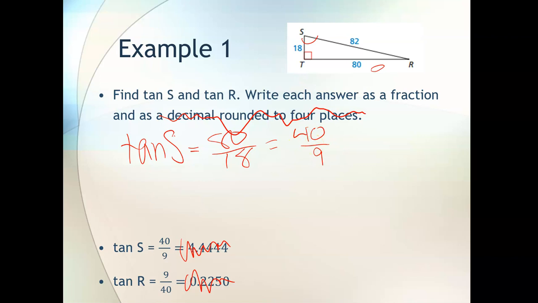Okay? I wish I could change the color of my pen. Anyways, then when I went to find tangent of R, I'll erase this opposite. So this is my opposite for R, and this is my adjacent for R. So I have 18 over 80, and I simplify, which gives me 9 over 40.